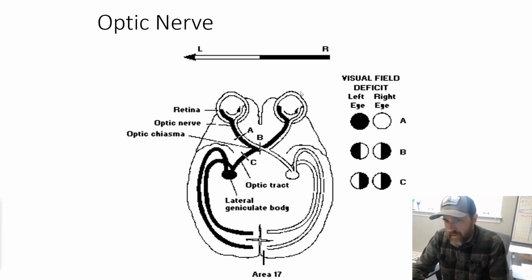Let's look at the whole system, starting with the eyes. So looking at this illustration, you see that you've got two eyes, and on the back of each eye, you have a retina. The retina is the sensory organ of your eye.